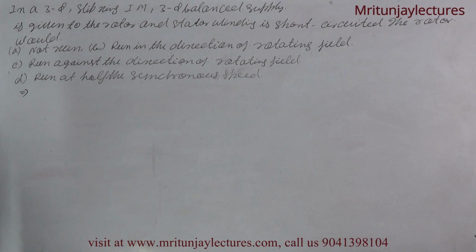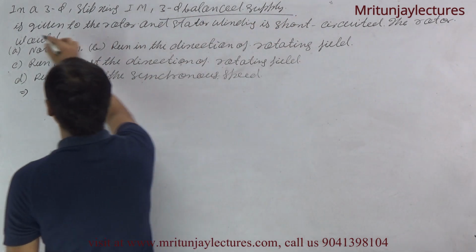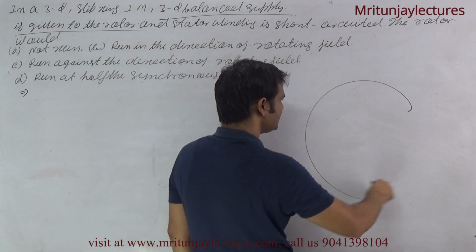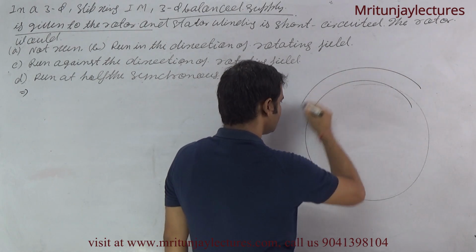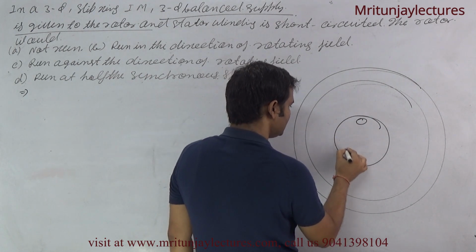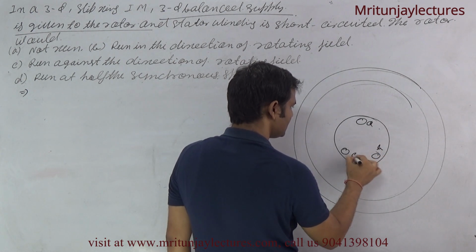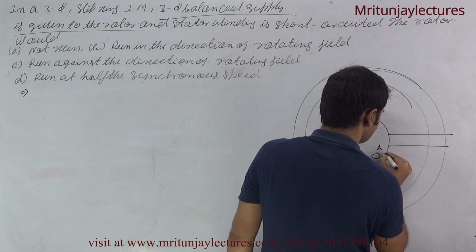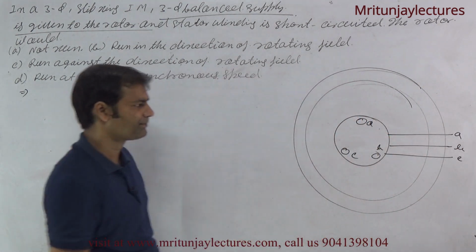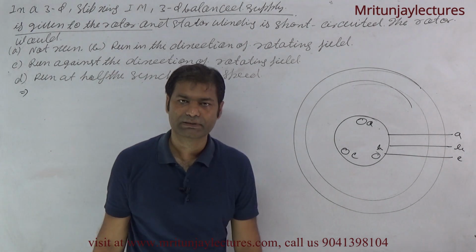Responding to the question: in a three-phase slip ring induction motor, a three-phase balanced supply is given to the rotor. First of all, make the circuit. This one is a stator winding, and this one is a rotor winding, that is A, B, C balanced winding like this. Three-phase supply on the rotor, suppose phase sequence ABC, or you can say the positive sequence.